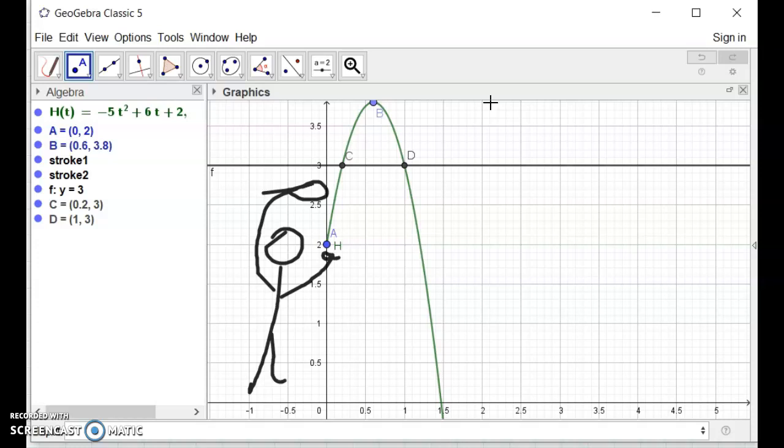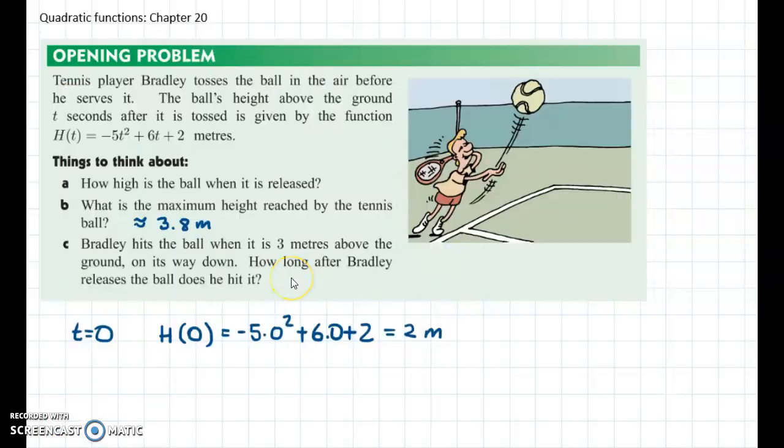And because the question says that he's going to hit the ball when it's going down, then the answer is going to be that we're talking about the point D. So it means that the time is 1 second. So let's answer it over here. And this was our opening problem. Our goal now is to learn more about quadratic functions and their graphs. And we're going to be able to answer many questions like the ones we did over here, even without using GeoGebra.